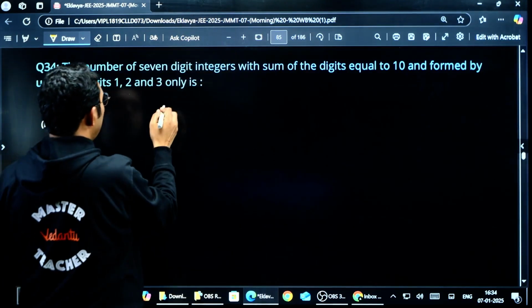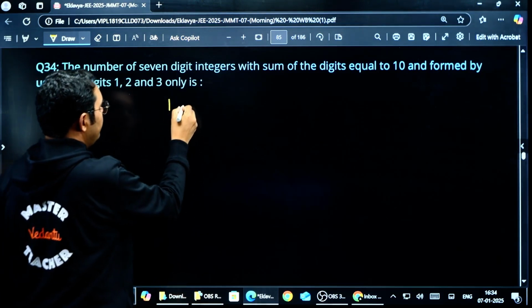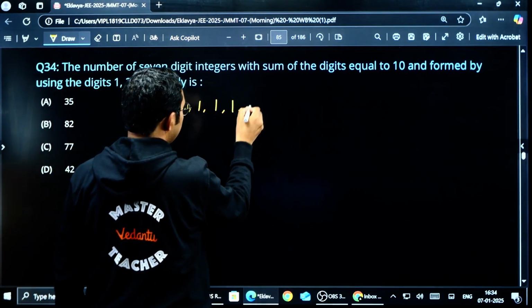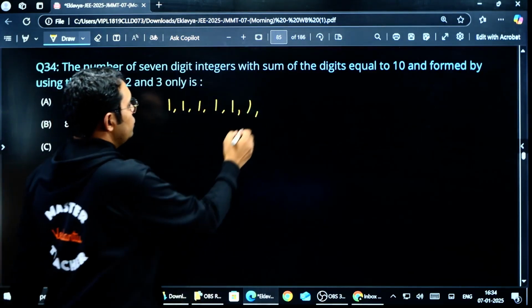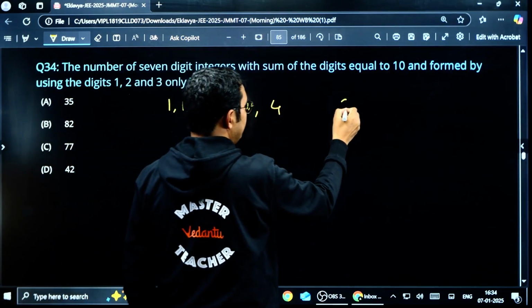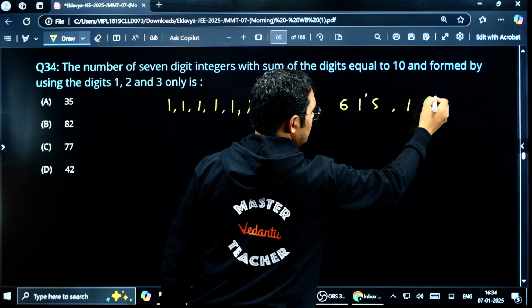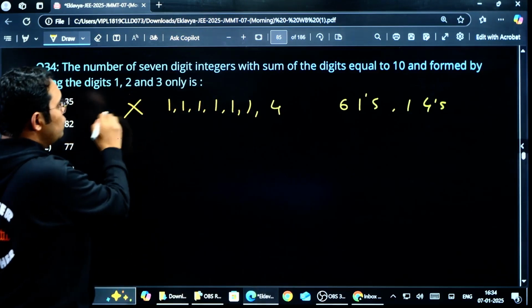Please see. If we are looking for 7-digit, and if I try to use the maximum number of ones, I think the maximum number of ones can be 6. 1, 2, 3, 4, 5, 6. Because the 7th digit has to be such that your sum becomes 10. So it has to be 4. So here we are having 6 ones and 1 four. Okay, but 4 is not allowed. So I think this option is ruled out.